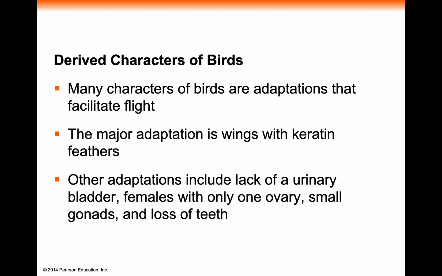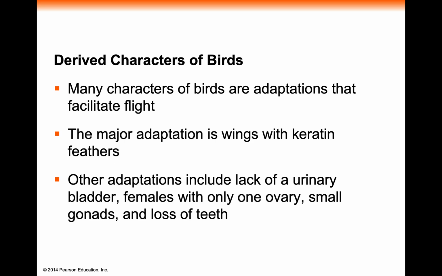Other adaptations include a lack of a urinary bladder. Can't fly with a full bladder, so they basically have lost that. And then instead of producing urine, their urine is a uric acid rather than urea, and then it's put into their poop, which is the white part of the poop. It is basically bird pee.